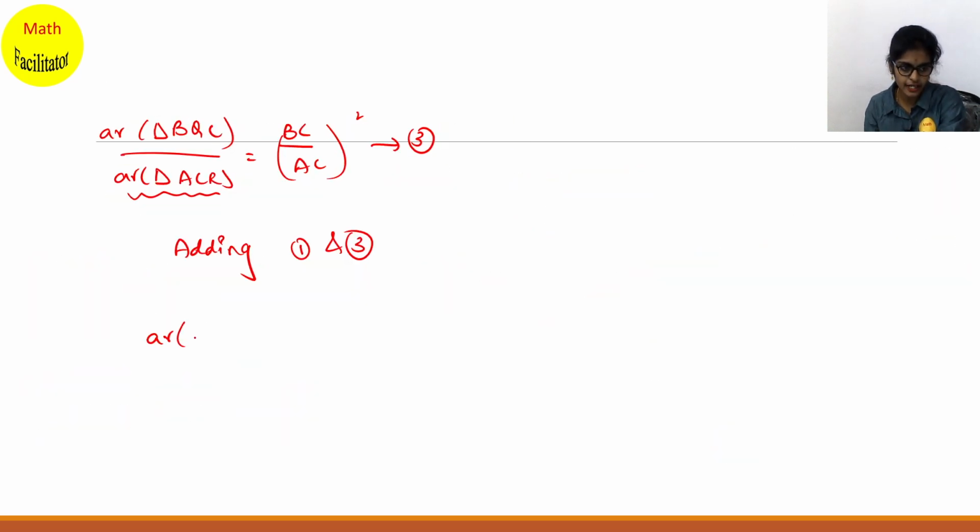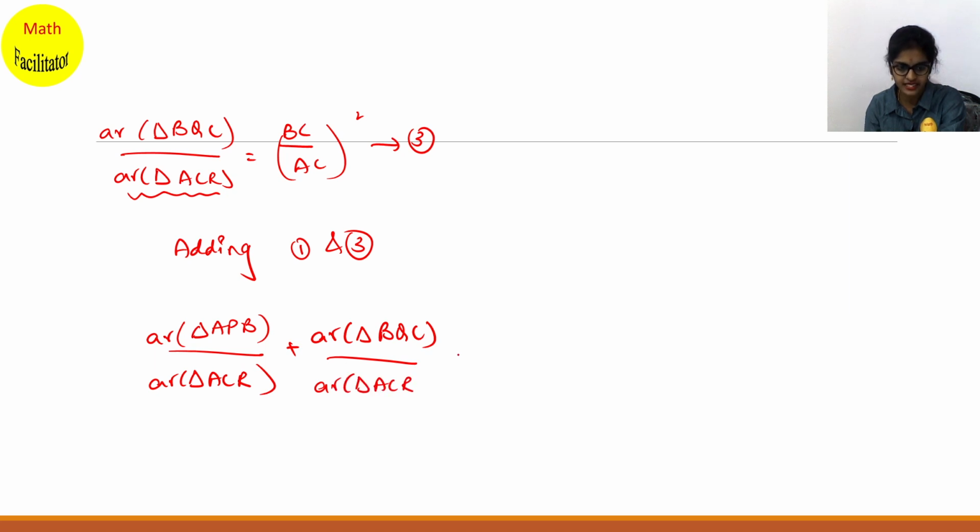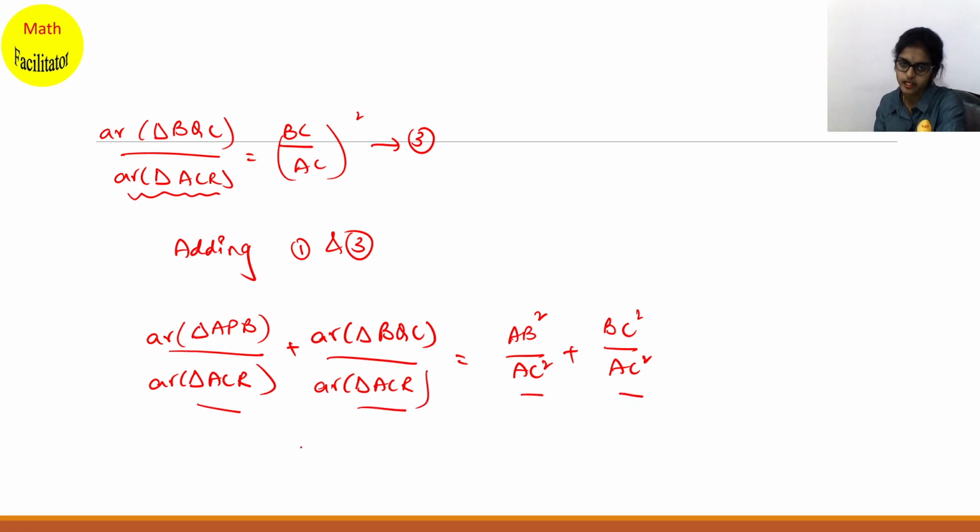And let's see here. So area of triangle APB divided by area of triangle ACR plus area of triangle BQC divided by area of triangle ACR is equal to, here you have it is nothing but AB square by AC square. I am separating the squares. Okay, AB square by AC square, and let us remove the bracket also so that we can simplify it further. Plus this is nothing but BC by AC, so BC square by AC square. Here also you have ACR and ACR in the denominator. So you can take LCM. LCM will be area of triangle ACR.